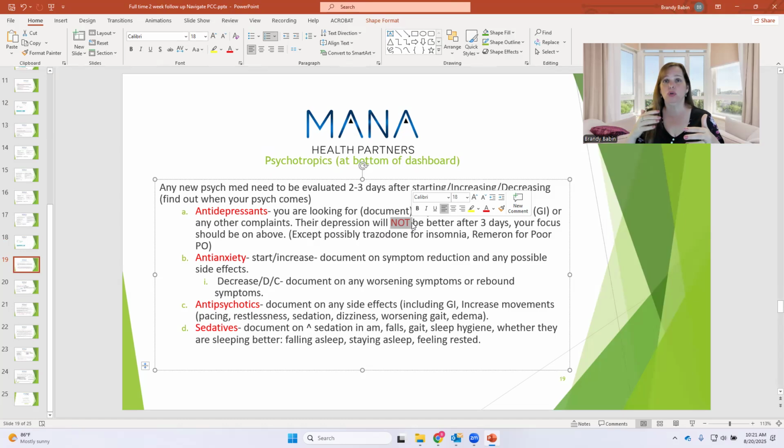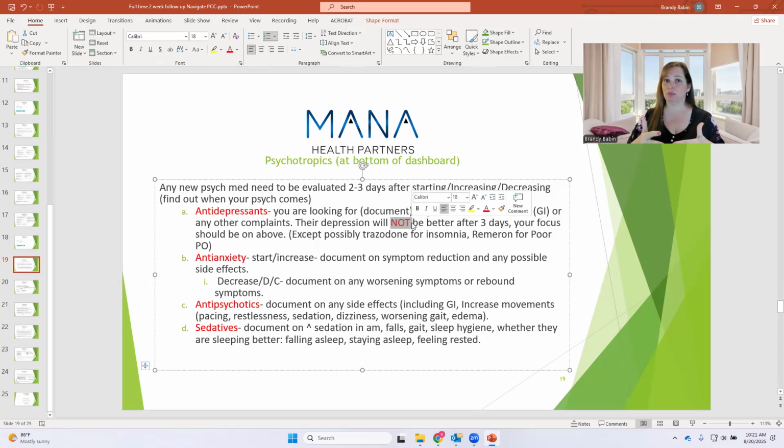And then if you've got a patient that's ambulatory and their gait isn't steady, or if they've had a recent fall, those are the things you're looking for. Also, the side effects of edema. Some antipsychotics cause edema, so we're looking for those.